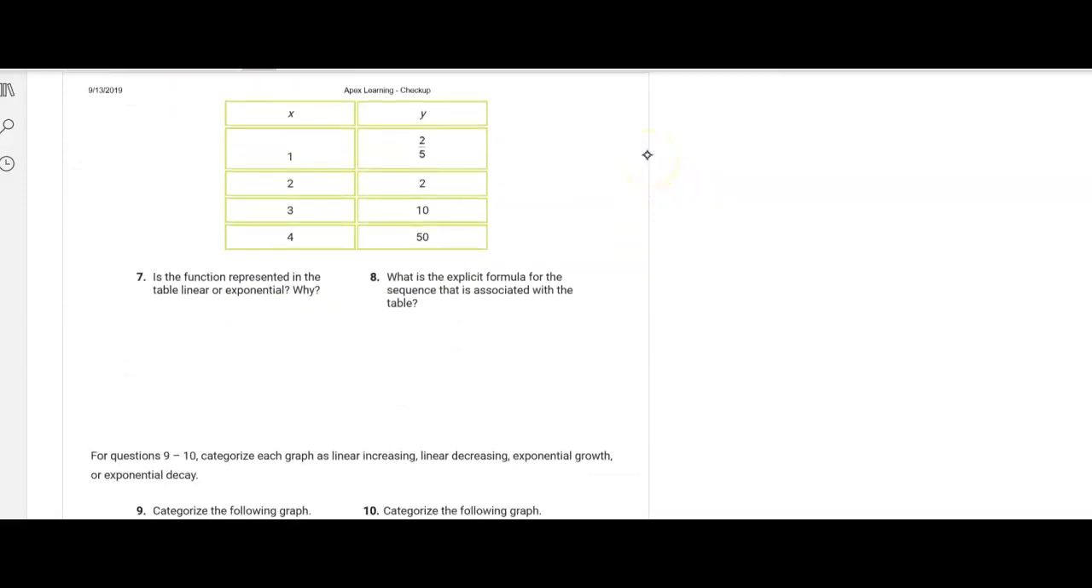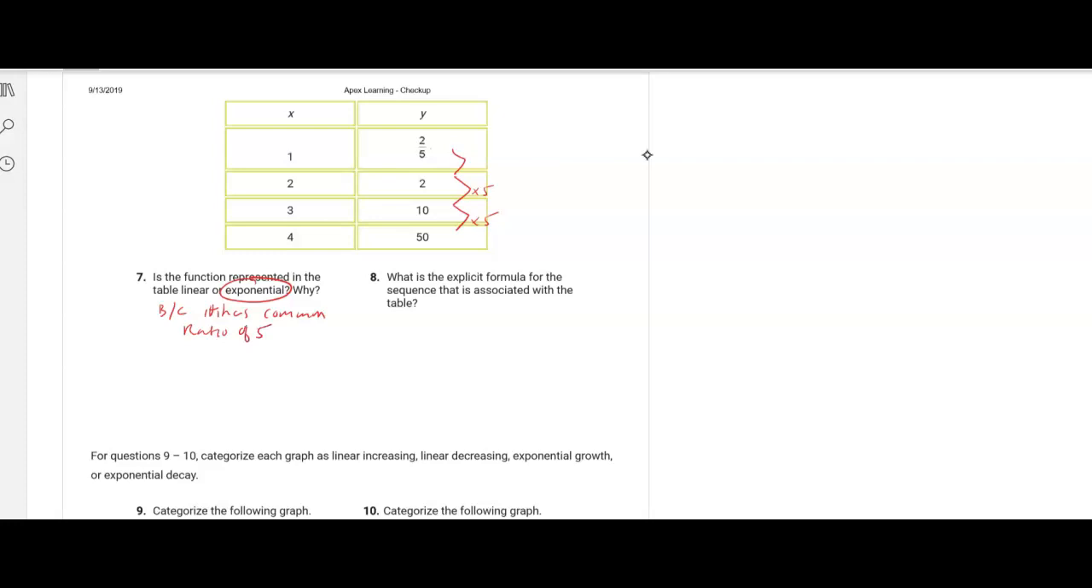Okay, so when I look at this table, is it linear or exponential? Well, what's happening each time? It's tough to tell what's happening from 2/5 to 2, but from 2 to 10, I'm multiplying by 5. From 10 to 50, I'm multiplying by 5. Therefore, I know it's exponential because it has a common ratio of 5.